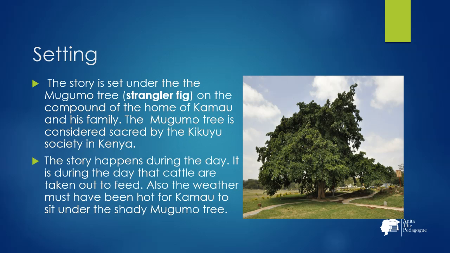The story happens during the day, so we know that the place the story is set is under the Mugumo tree on the compound of the home of Kamal, and the time is during the day. This is because during the day, cattle are taken out to feed, and also the weather must have been hot for Kamal to sit under the shady Mugumo tree.